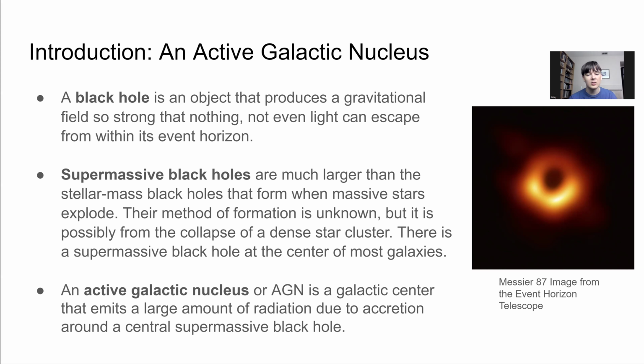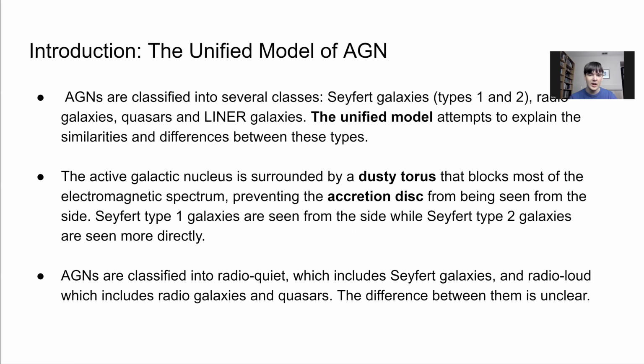An active galactic nucleus, or AGN, is a galactic center that emits a large amount of radiation due to accretion around a central supermassive black hole. AGNs are classified into several categories: Seyfert galaxies, types 1 and 2, radio galaxies, quasars, and LINER galaxies. The unified model attempts to explain the similarities and differences between these types.